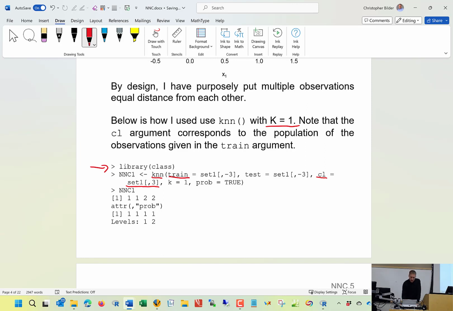Then I say, well, what new data set do I want to test these results on? This is a little bit like a validation data set, but what I chose is, how about we just use the original data set itself? So essentially, we are fully using what would be equivalent to resubstitution. Now, the results are put into an object called NNC1, for lack of a better name.